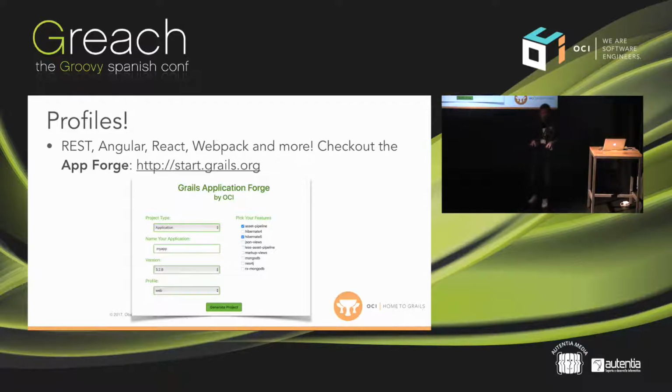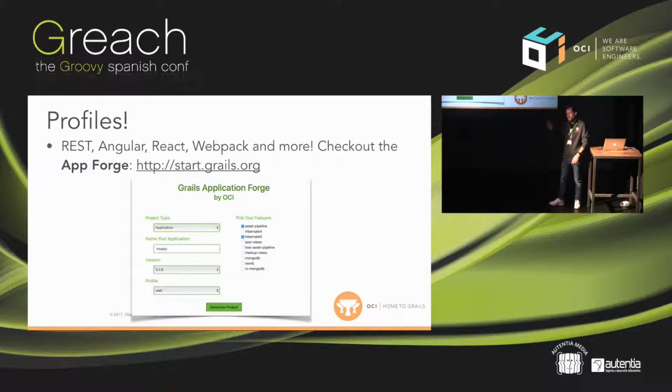As well as the web interface, we have a curl interface. So if you're using a terminal, you can type curl and a particular URL. And in fact, if you go to start.grails.org, I didn't have space on the slide here, but it'll show you the curl command that you can write to get your application up and running.